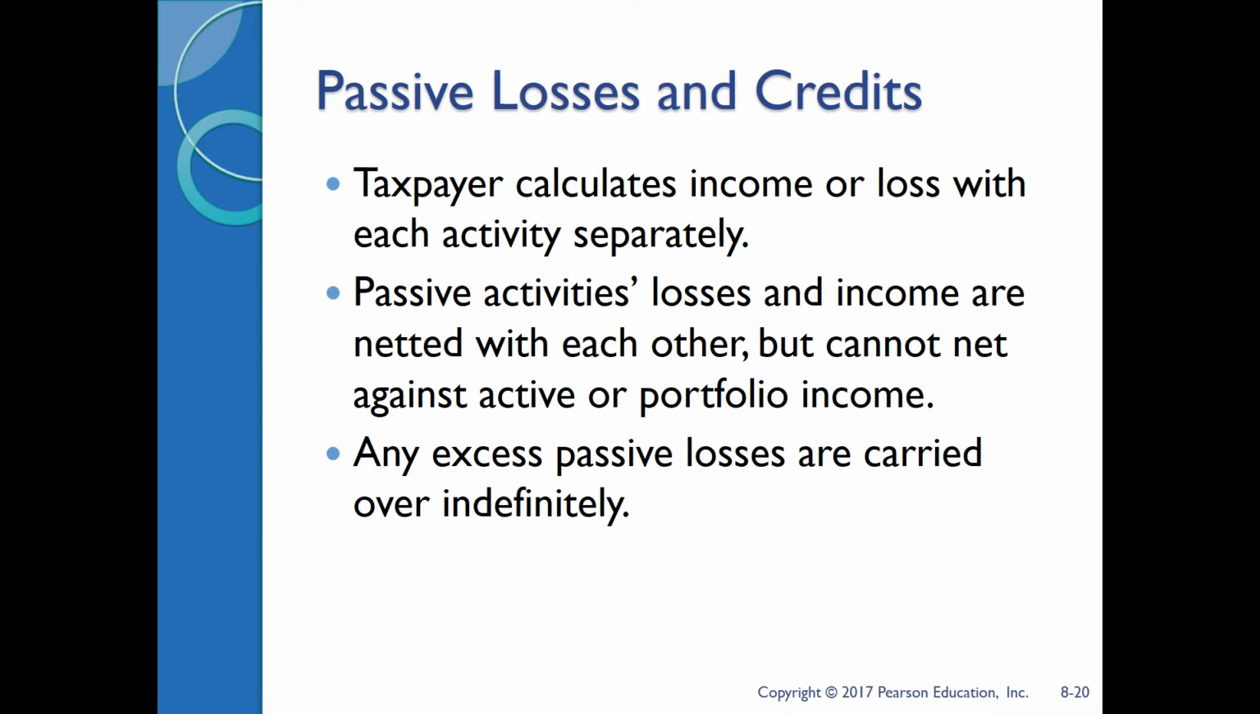Taxpayers calculate income or loss for each activity separately. So if they're partners in multiple activities, they're all calculated separately. Passive activity losses and income are netted with each other, but cannot be netted against active or portfolio income. Any excess passive losses are carried over indefinitely.